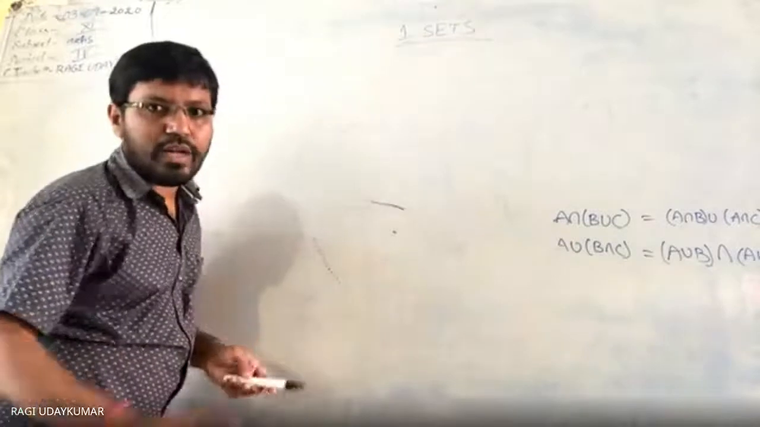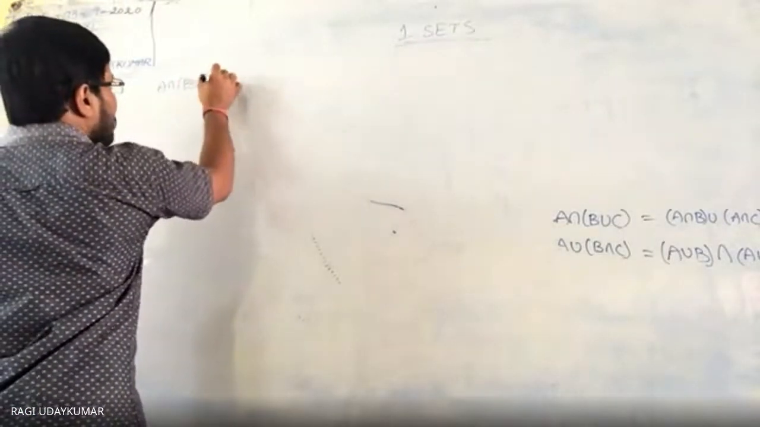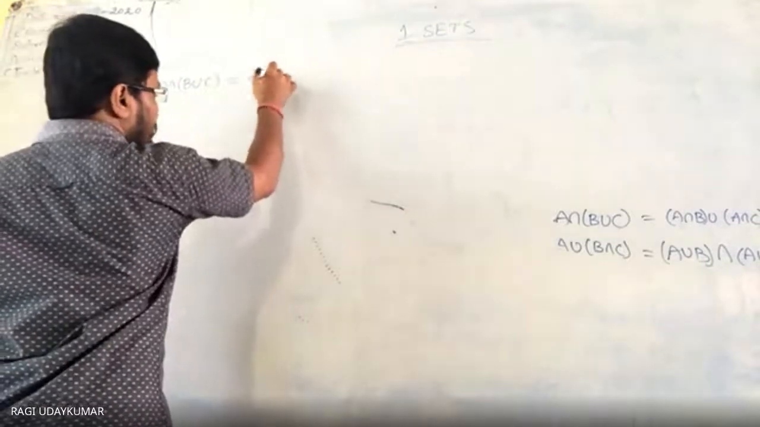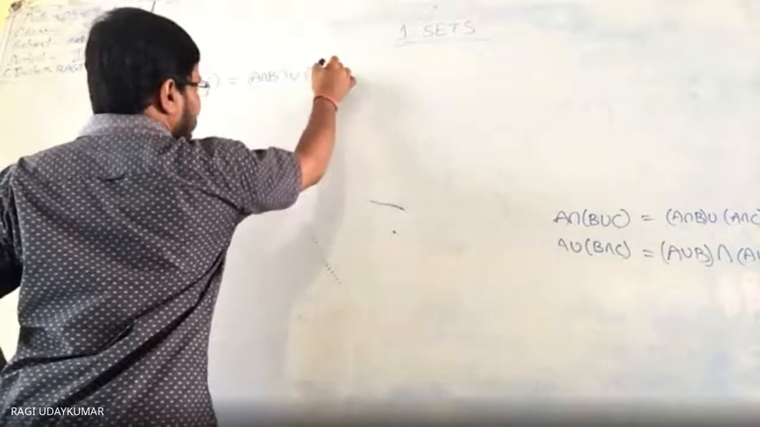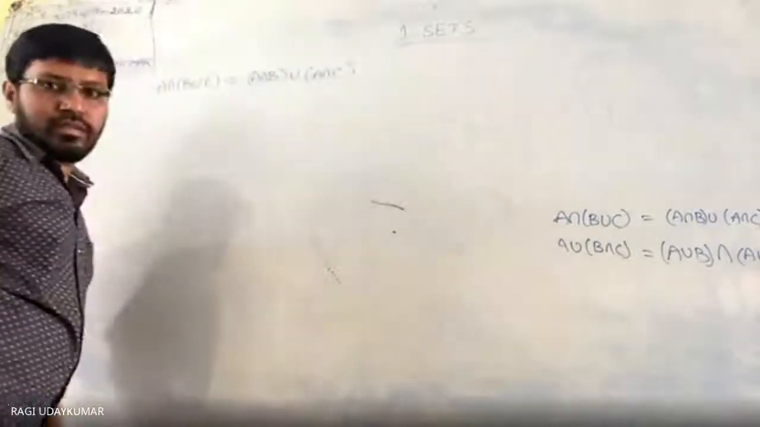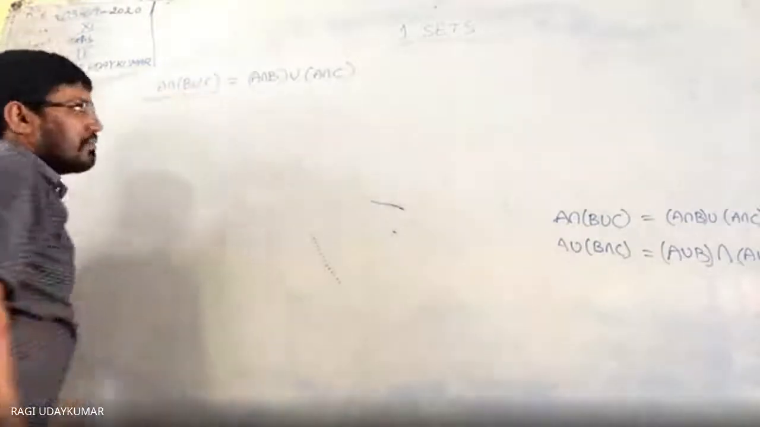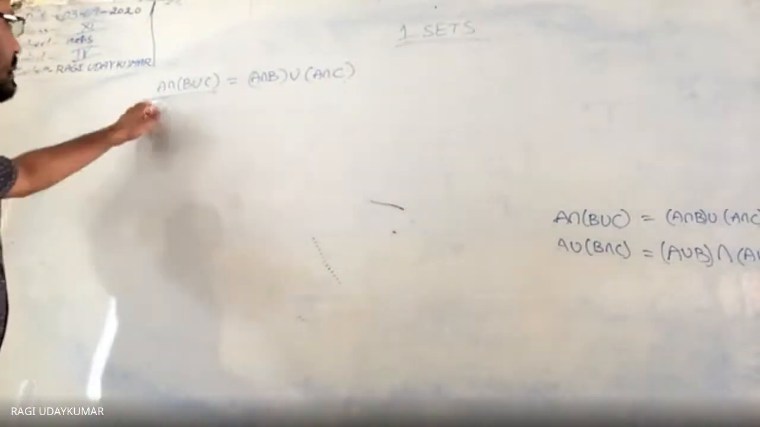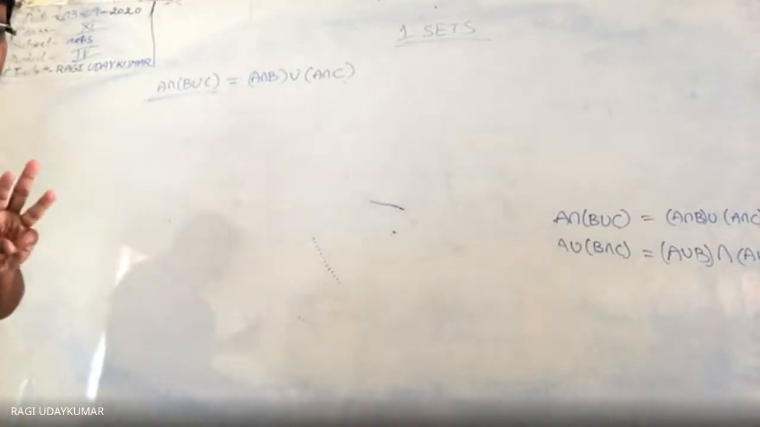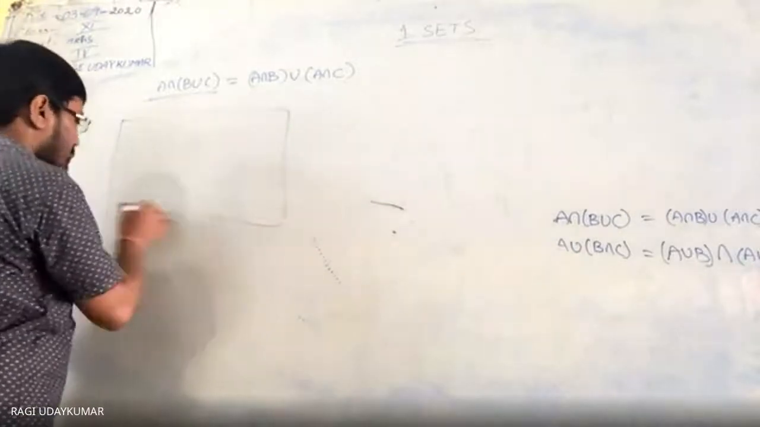So here, if you want to prove this one, A intersection (B union C) is equal to (A intersection B) union (A intersection C). If you want to prove this, you draw the Venn diagram. What Venn diagram will you get? A, B, C: three sets to be taken into consideration. So I am taking the three sets.